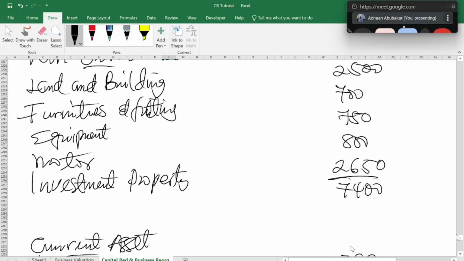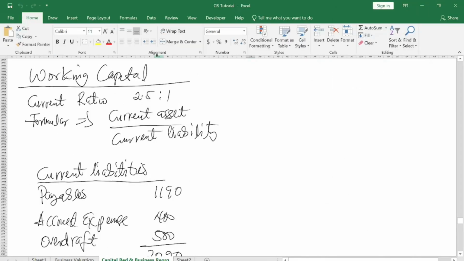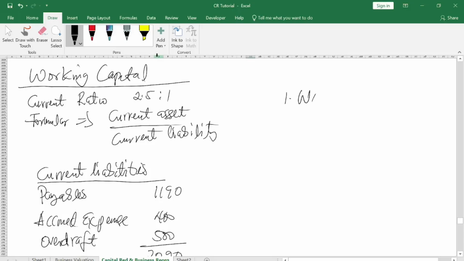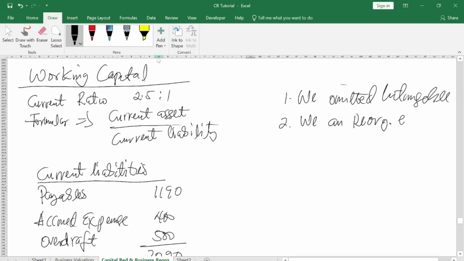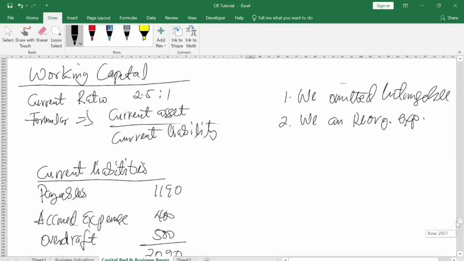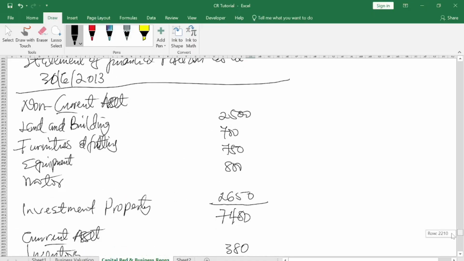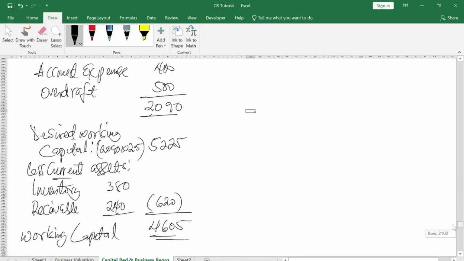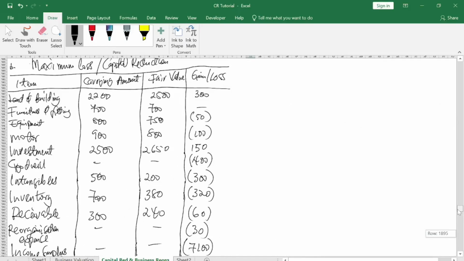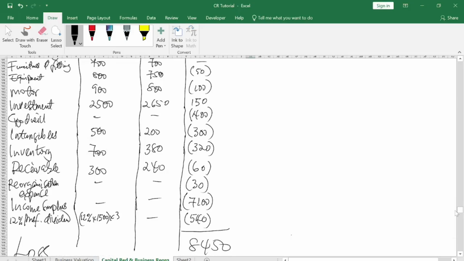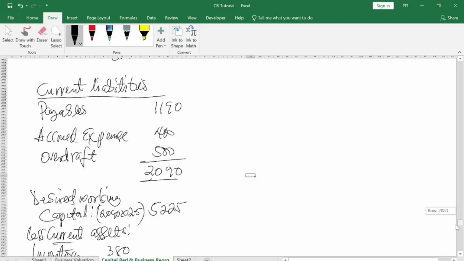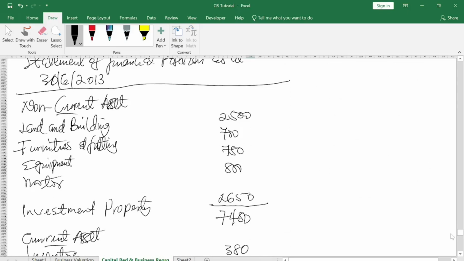So the reason why the account did not balance: one, we omitted intangible assets, and two, we missed an adjustment, that is reorganization expenses. When you look at our statement of financial position, you realize that we didn't bring intangible assets. But when you look at the table, there is intangibles there, and the intangible is 200. We didn't bring it to the statement of financial position. That is where the problem is. So we missed it. That caused the account not to balance.